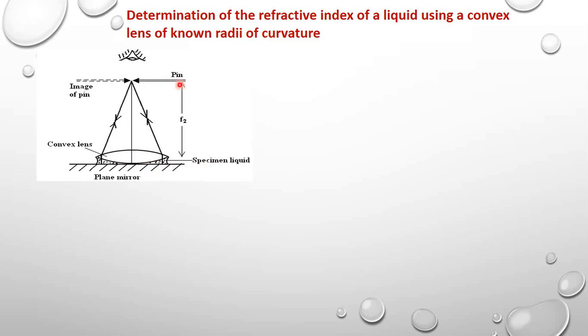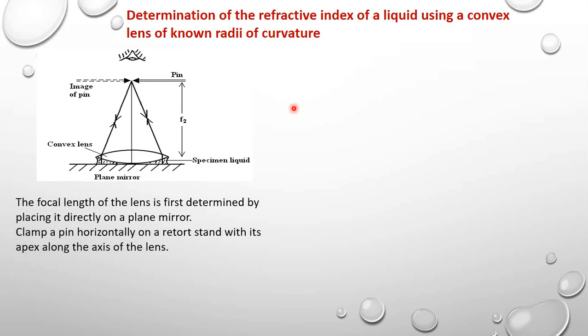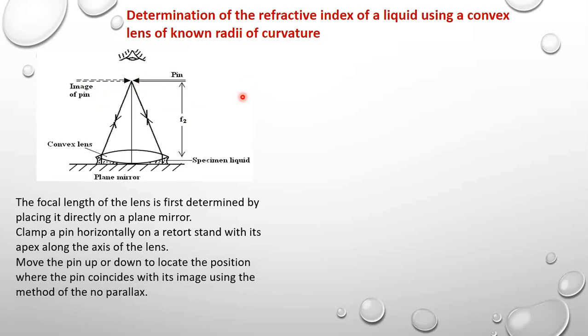And then we shall move the pin up and down until its image, that is the image of the pin, coincides with the pin by the no parallax method. When we have achieved that, we shall measure the distance between the pin and the lens, and that distance is going to be recorded as F1.